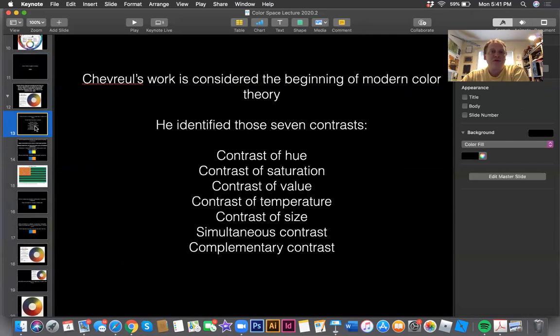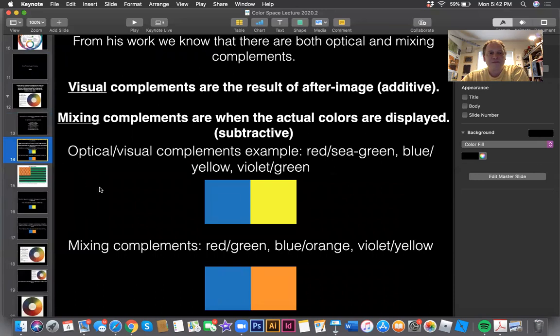He did that by considering after image, that's the color your eyes see after you see one color and you look away. And he also identified the 7 contrasts that we talked about way back when. The contrasts of hue, saturation, value, temperature, size, simultaneous contrast, and complementary contrast. So we know that visual complements are the result of after image. So those are additive, light-based. Mixing complements are when the actual colors are displayed, subtractive. And our examples of blue and yellow being optical or visual complements, and blue and orange being visual complements.